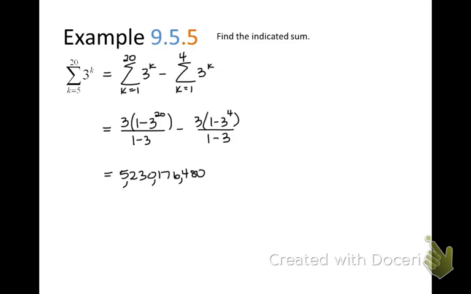Okay? So that's how you handle it if you have an index that doesn't start at 1. You just need to force it to go from 1, but you still have to go to the last term that you want to end on, yada yada. I am not done, and I still have 7 minutes. Okay.